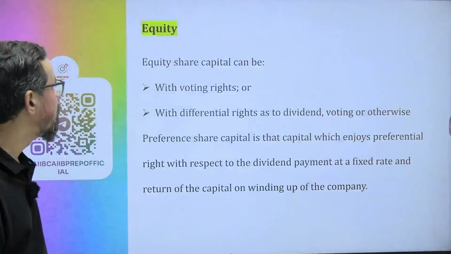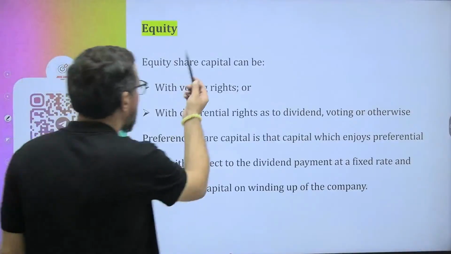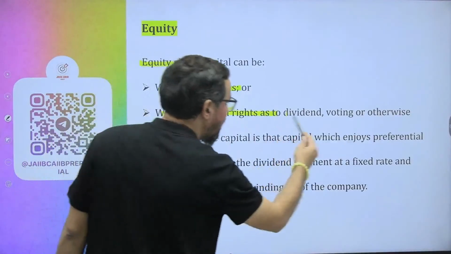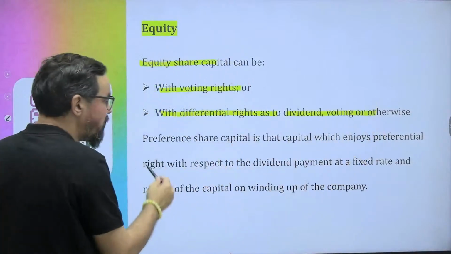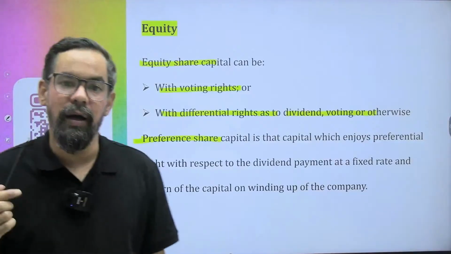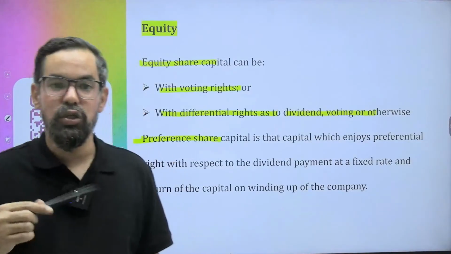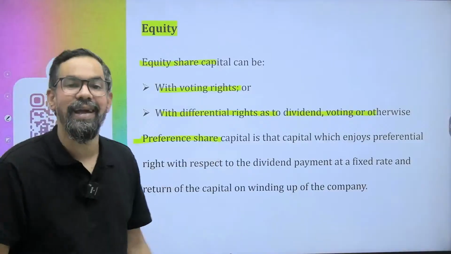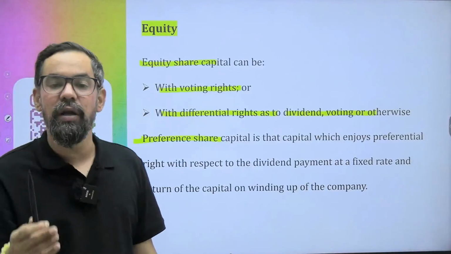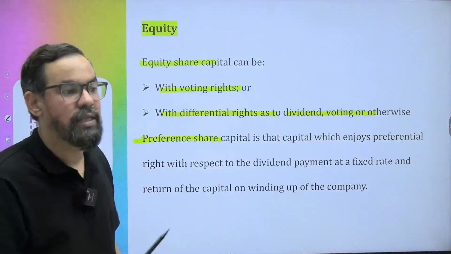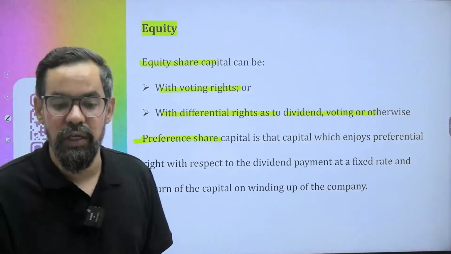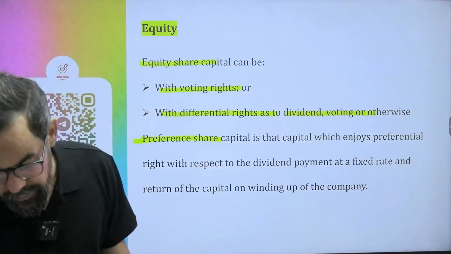Correct? So equity, we have with voting right and with differential right as dividend and all. Okay? So preference shares are another type of shares, where some investors, the preference shareholders, get preferred over the equity shareholders. That means they have preference for dividend, and they have preference at the time of liquidation over the equity shares, right?